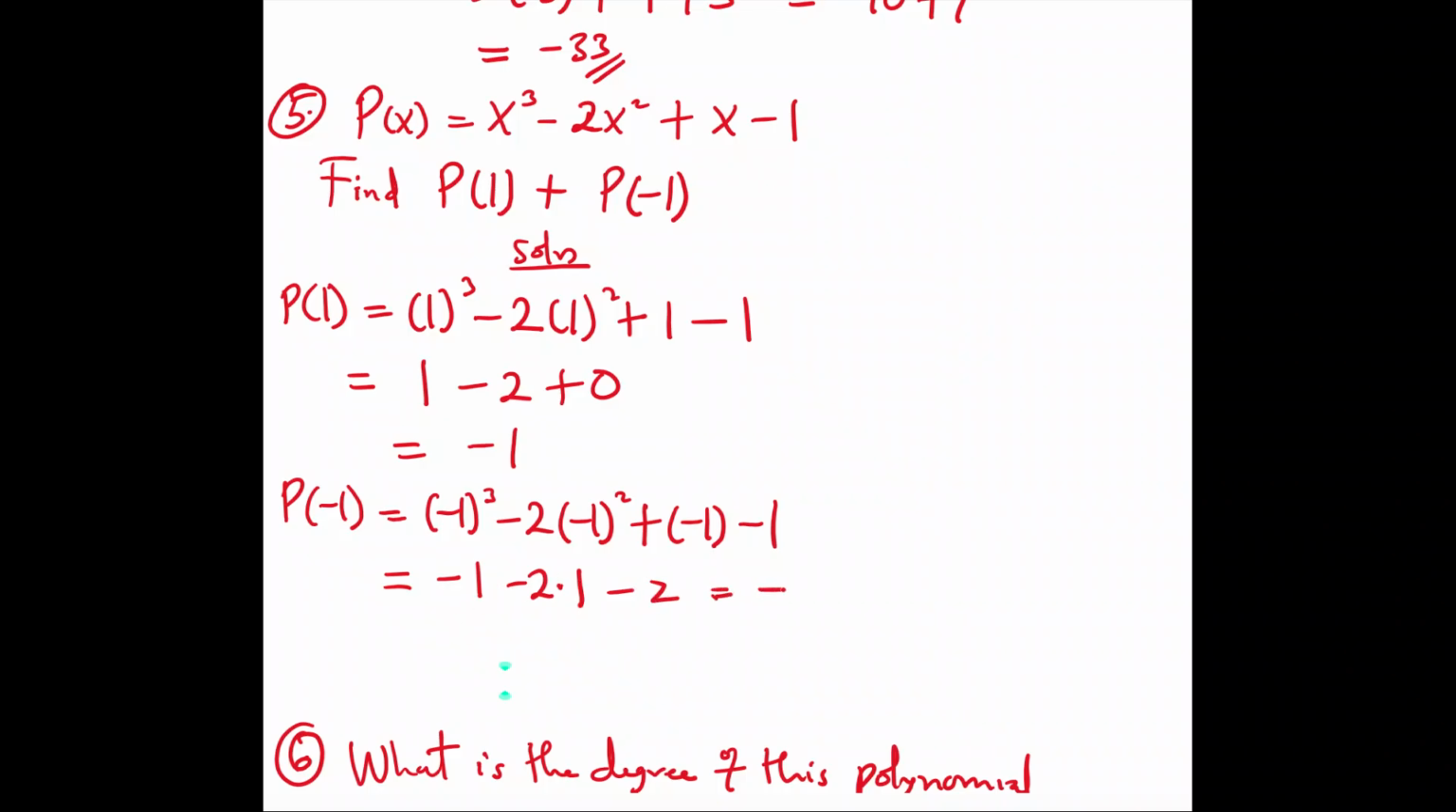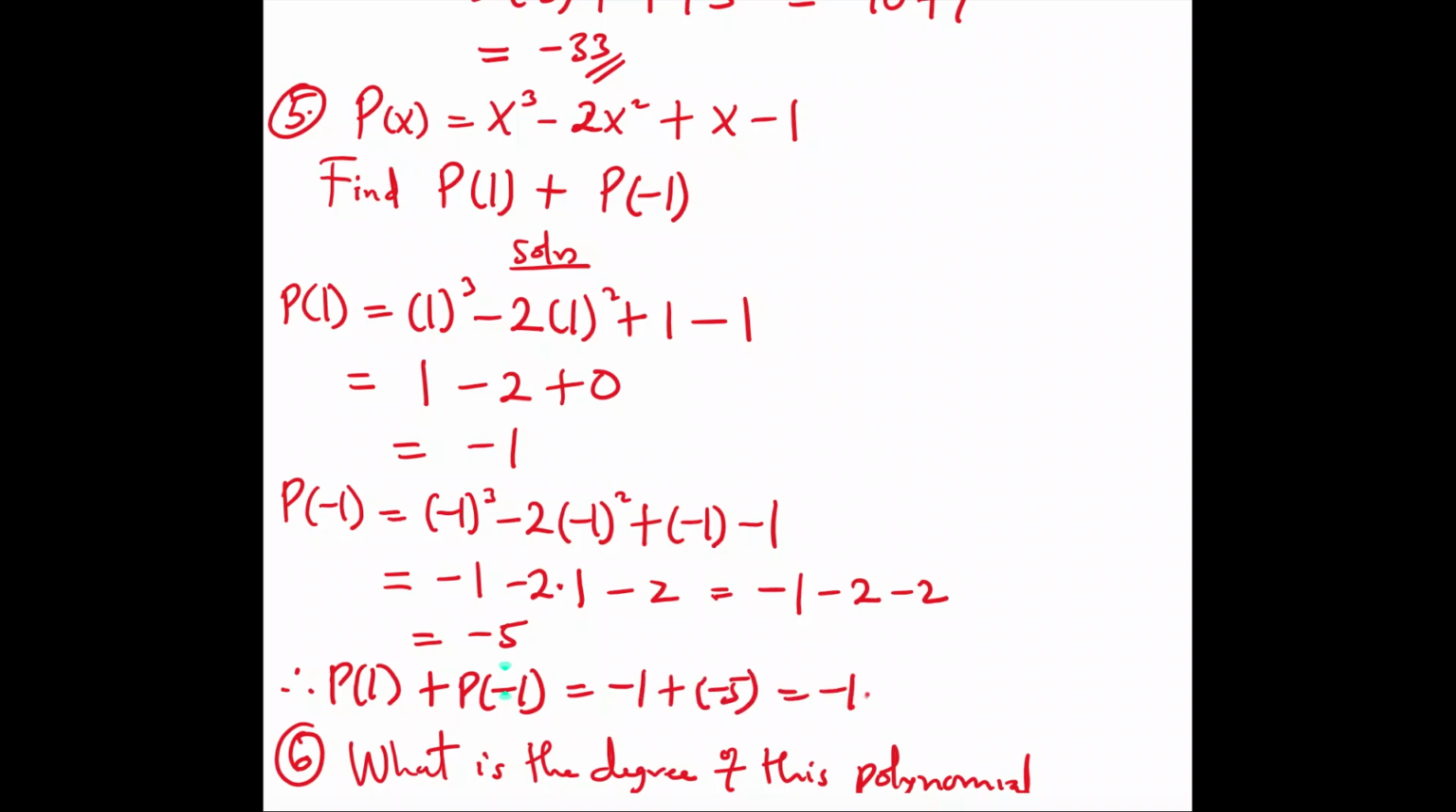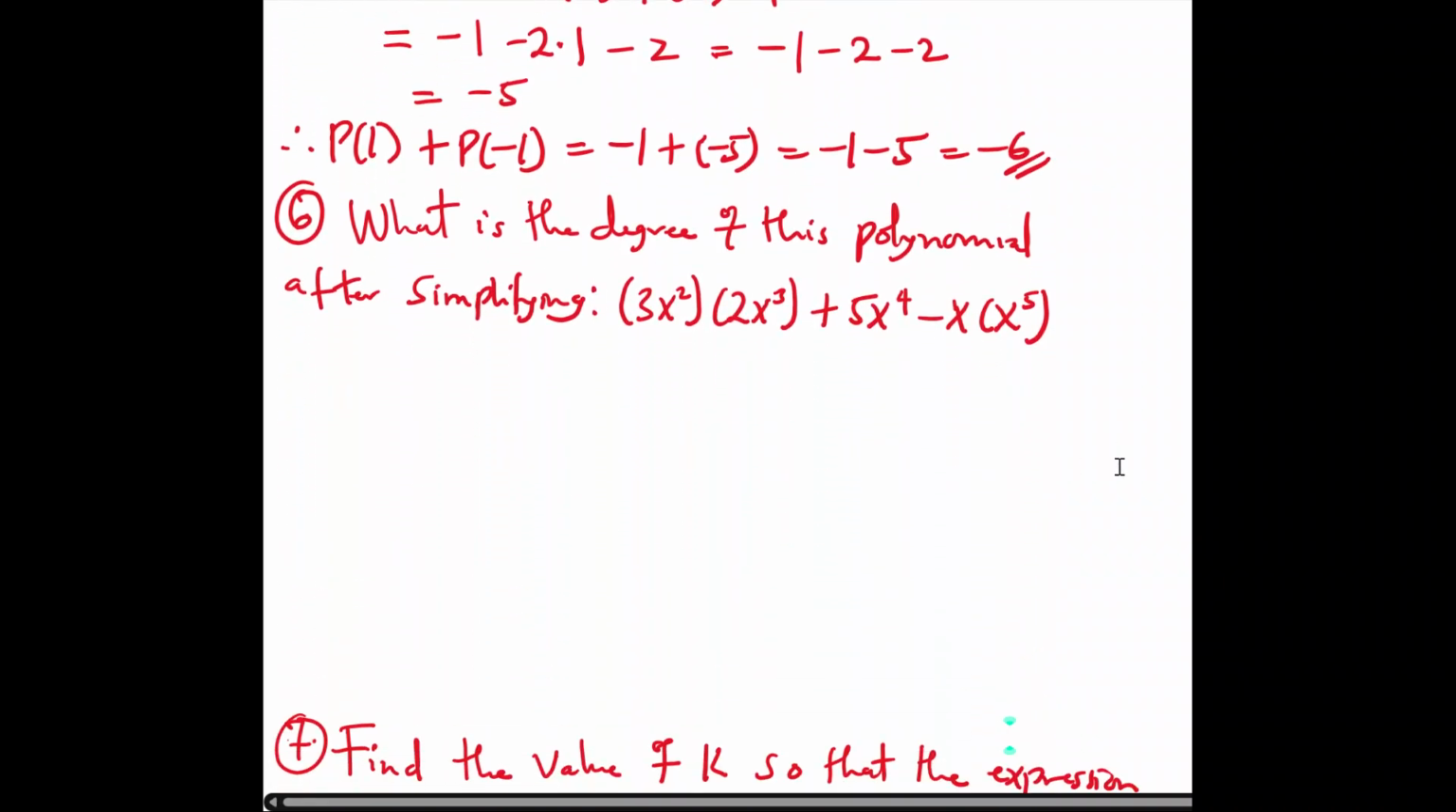Okay, so we can now say we have equals to minus 1, minus 2 times 1 is minus 2, minus 2. So we have minus 1 minus 2 minus 2. So that will be negative 5, equals to minus 5. So therefore we can say that p of 1 plus p of minus 1 will be equals to minus 1 plus minus 5. So that will be equals to minus 1 minus 5, which will give us minus 6. Okay, so that's it for number 5.